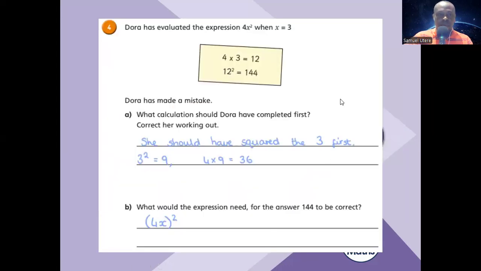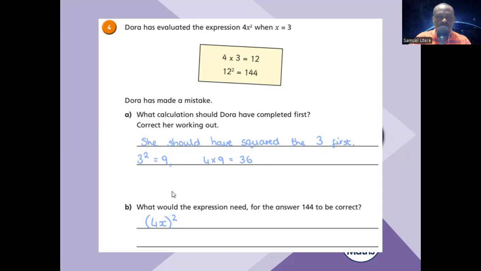Question 4A: Dora has evaluated the expression 4x squared, or 4x to the power 2, when x is 3. Dora has made a mistake. What calculation should Dora have completed first? Of course, Dora should have done the squaring first before multiplying by 4. And that would give Dora a different result.